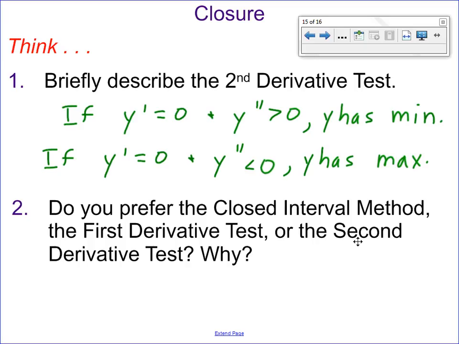Anybody like something else better? Kobe. I like the closed interval method because you don't have to find an x value. Sometimes it's inconvenient to find a convenient x value on each subinterval and evaluate in your y prime expression, particularly if your y prime expression is difficult, right? Excellent. Anybody pick the second derivative test? Yeah, not a favorite, although it was useful in our last example.